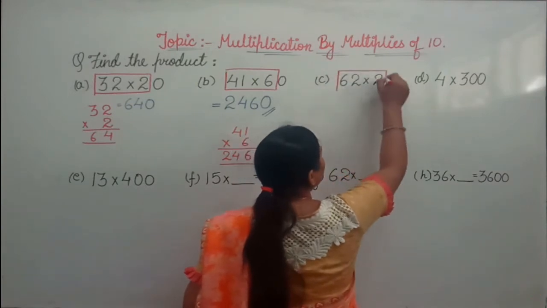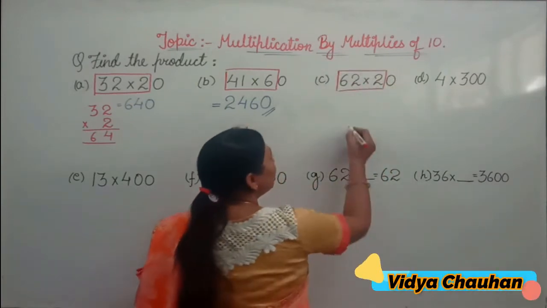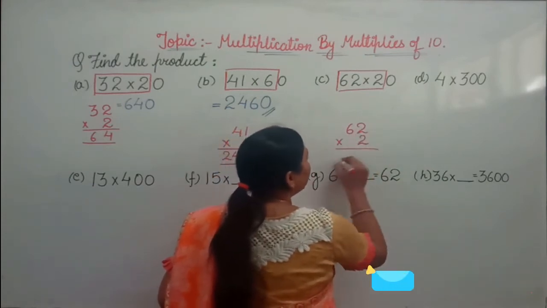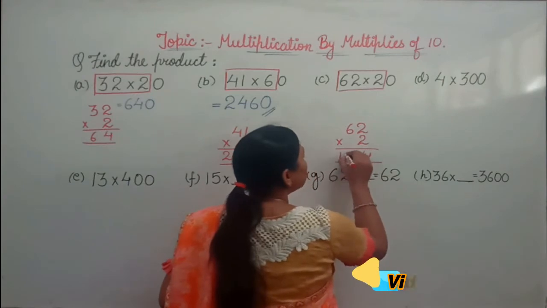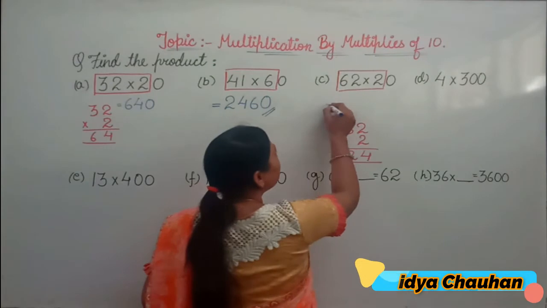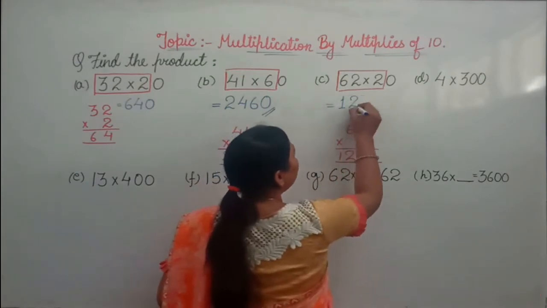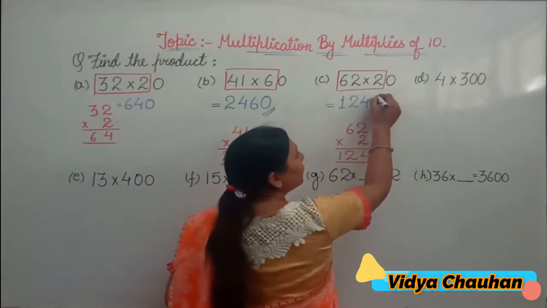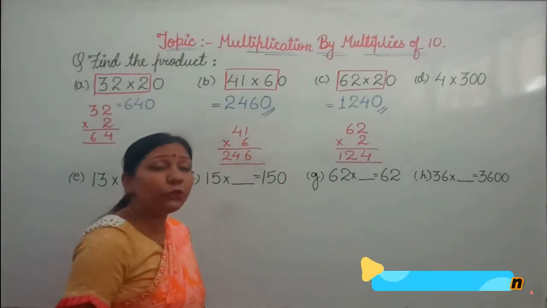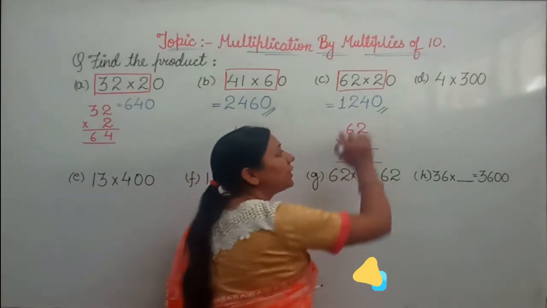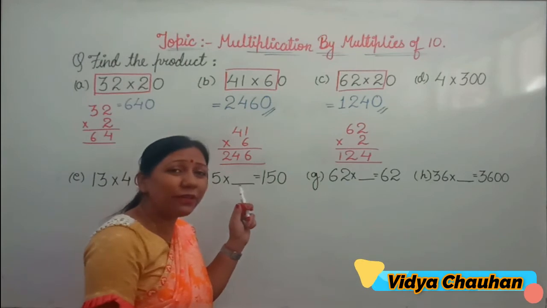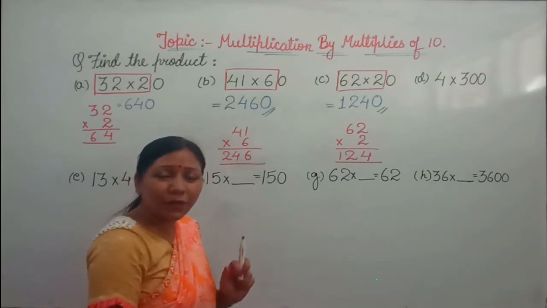So once again you have to multiply 62 with 2. So let's multiply this. 62 multiplied by 2. 2 twos are 4 and 2 sixes are 12. What is the product? 124. So it is 124 and one 0. So our final answer for 62 into 20 is 1240. Clear students? Isn't it so simple to multiply by the multiples of 10, 100, 1000?